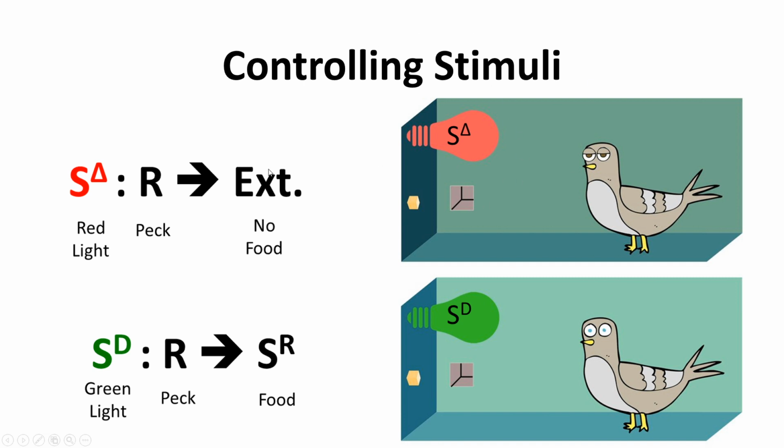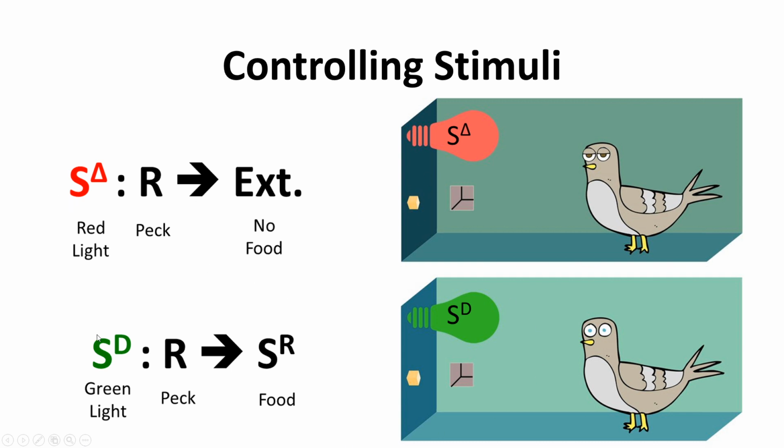So the situation here is telling us that S delta, our extinction stimulus, is a red light. And the behavior that we're looking for, the response, is pecking, and then the result at the top here, because it's an S delta, is extinction. They don't get any food. So when the red light is on, if the pigeon pecks the button, they don't get any food. So there's no reward here for pecking that button when the light is red.